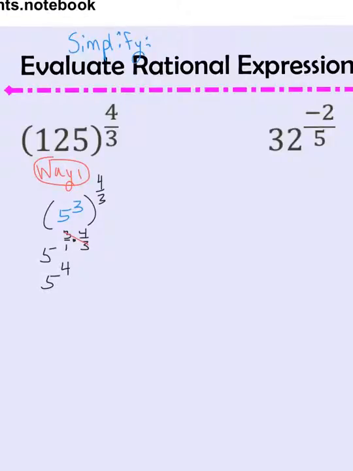You actually have to multiply out 5 to the 4th. So 5 times itself 4 times is 625. Use a calculator if you don't know how to do it. All right, so that's way 1.